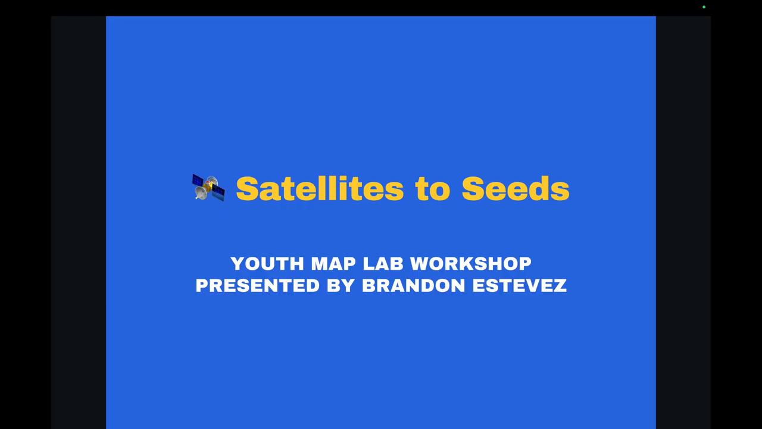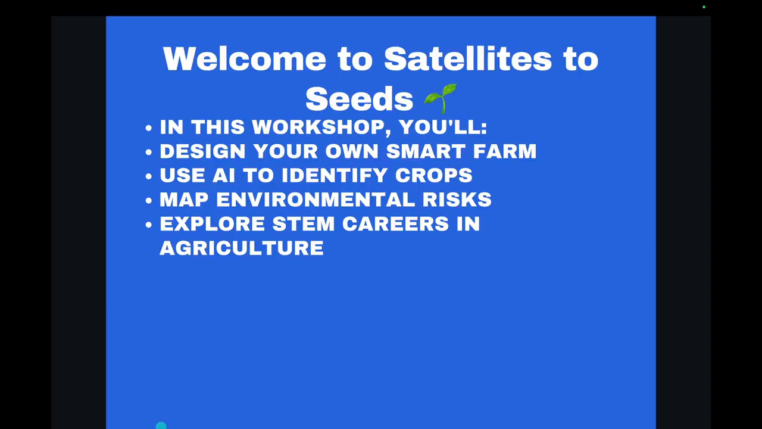So that is one aspect of the national team. The second part is educational outreach and also trying to teach students how to use GIS. So the workshop I'm going to be presenting to you today is on satellites to seeds, and this is a part of our Youth Map Lab program that we're actually starting off this year. So congratulations, you are all the second cohort to get to experience and have fun with this entire project and workshop. So I'm excited.